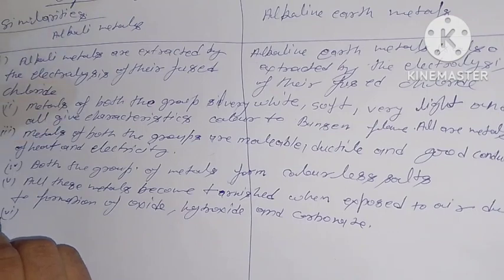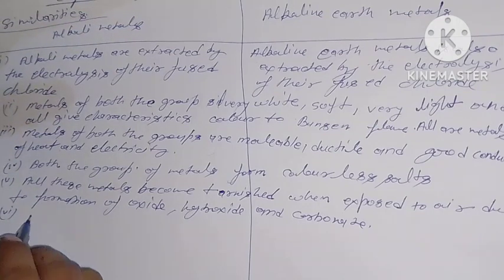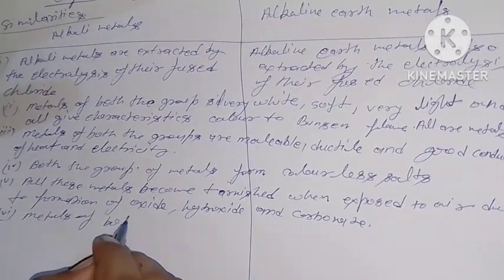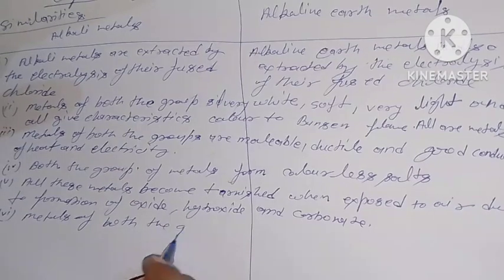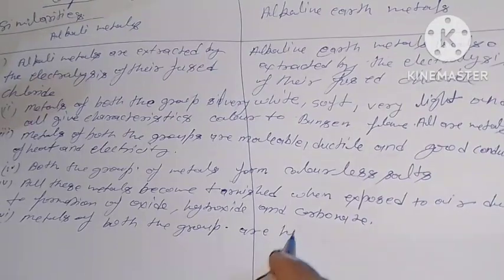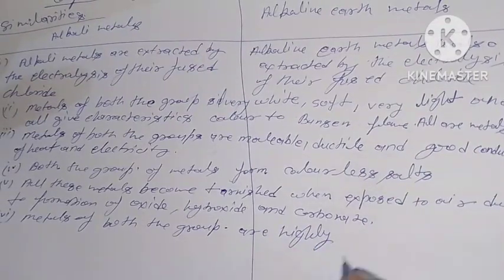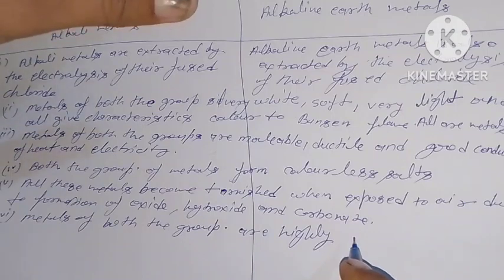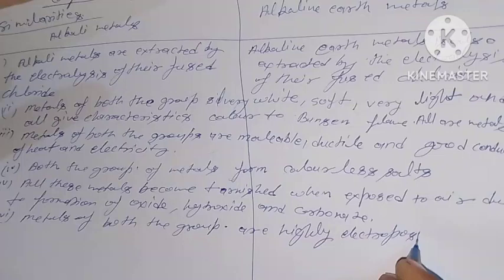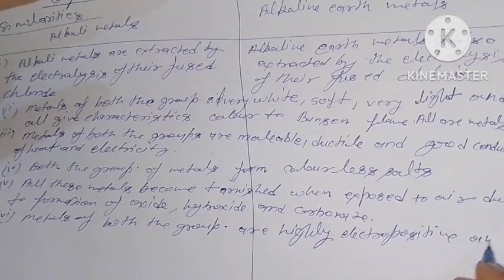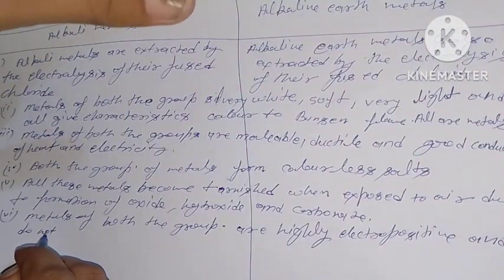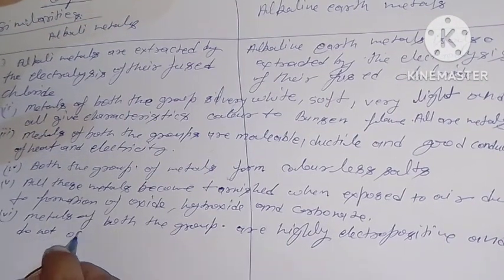Sixth point. Metals of both the groups are highly electropositive and do not occur in free state.